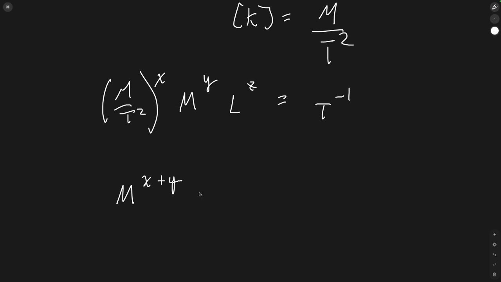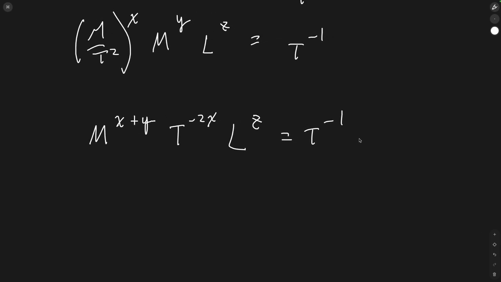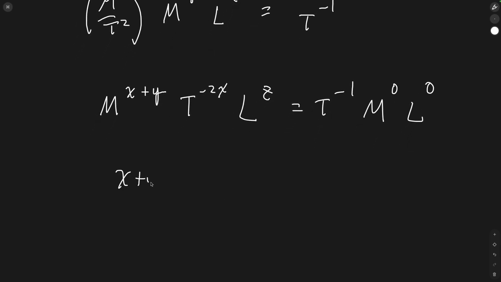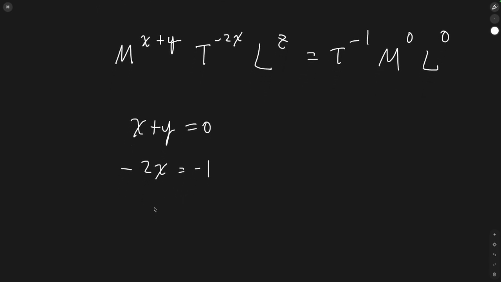This is going to be t to the minus 2x. And this is L to the z. This is t to the minus 1. So t to the minus, and then of course m to the 0 and L to the 0, right? So x plus y equals 0. Negative 2x equals negative 1. And z is 0. Okay.